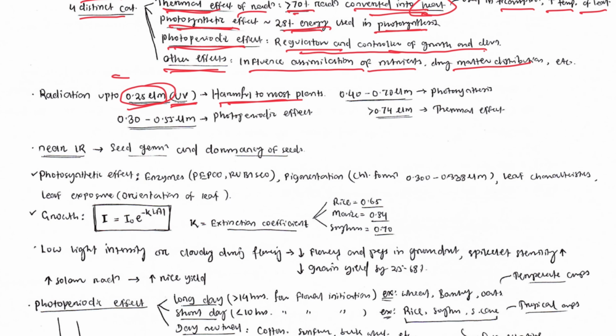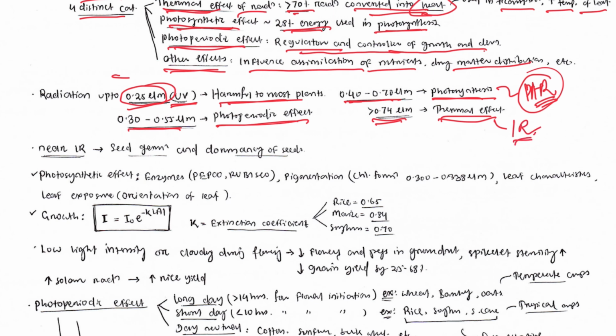Okay, then 0.3 to 0.55 micrometer, that is having photoperiodic effect. So the initial band of the visible radiation is having photoperiodic effect. Then 0.40 to 0.70 micrometer helps in photosynthesis, and this band is known as photosynthetically active radiation, 0.4 to 0.7 micrometer or 400 to 700 nanometer. Now more than 0.74 micrometer, that is having thermal effect, and these are infrared radiation.